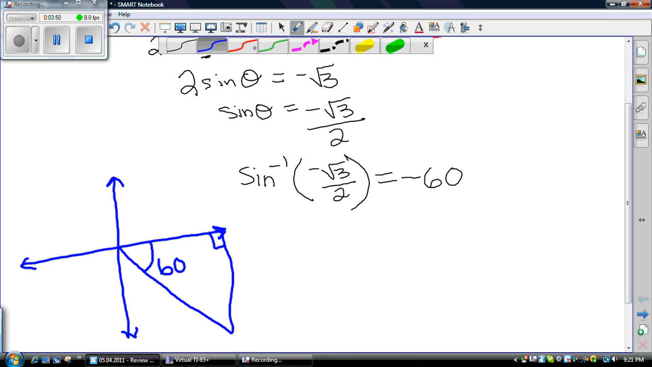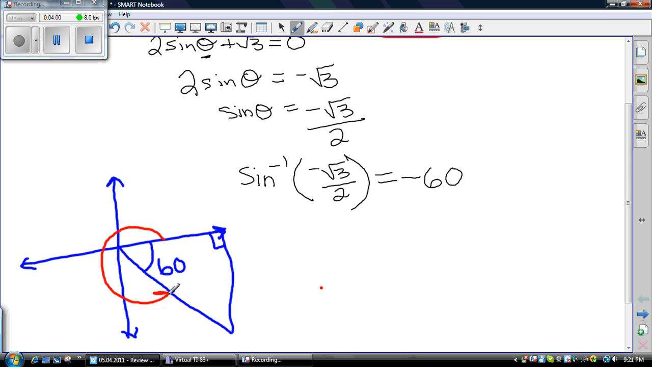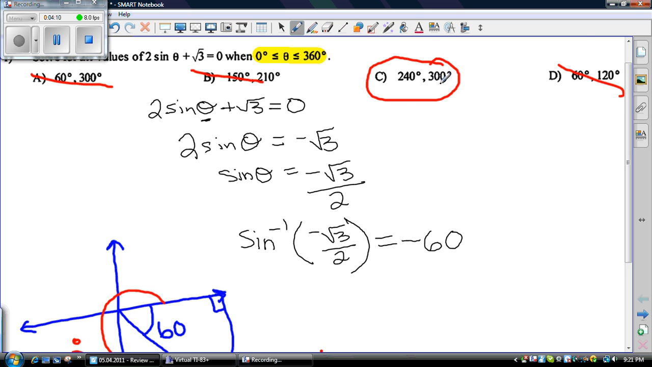And so from here, here's what you do. You say to yourself, well, what angle measurement do I need to go all the way around like that? And 300. 300 gets me there. And 300, as you can see, is one of the choices.